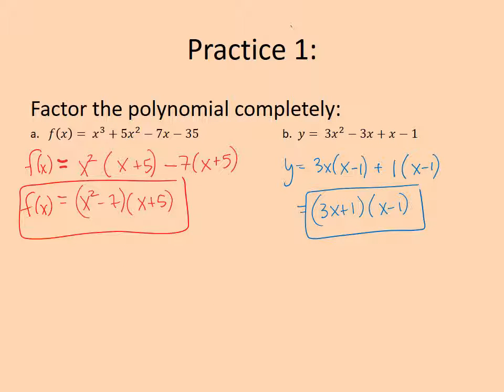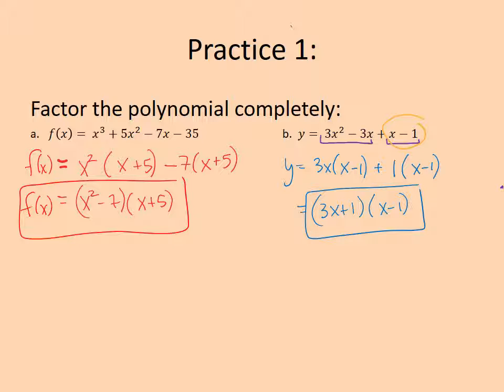These practice problems have already been completed for you, so you can check to see if you got them right. But I want to point something out. In this particular problem, when you factor by grouping, you notice that there's not really anything you can factor out of this x minus 1 term. However, you can always factor out a 1.